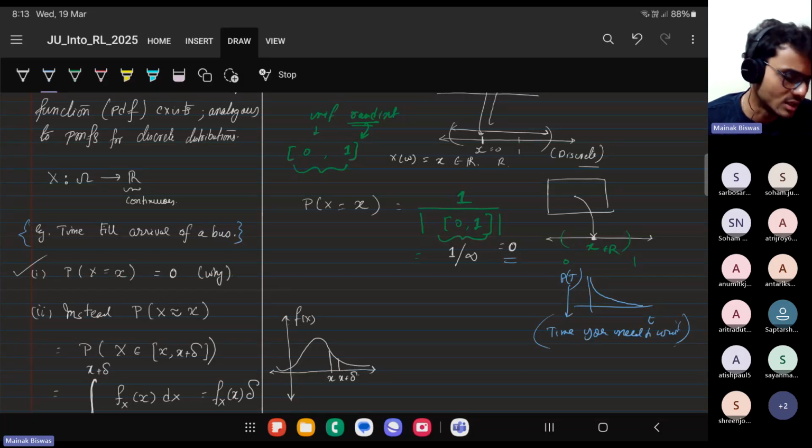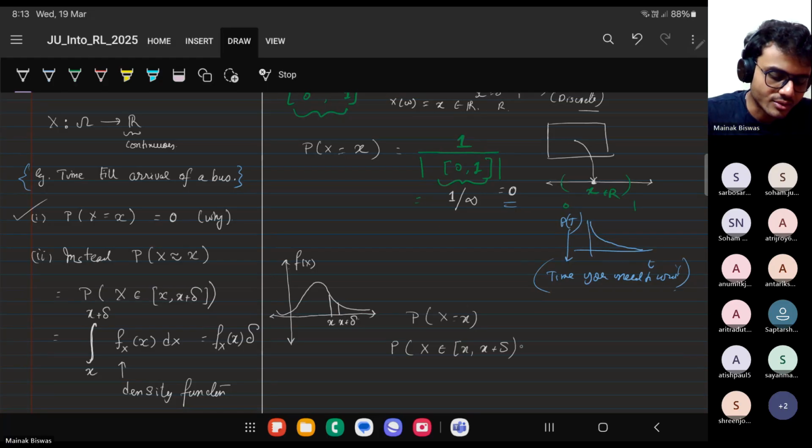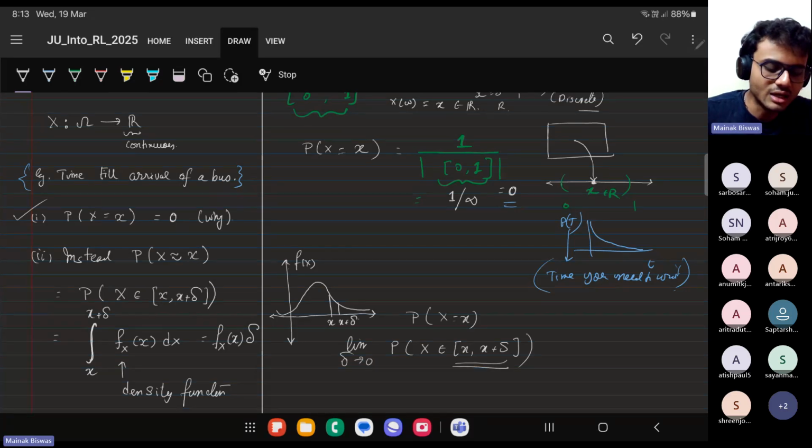I'm getting at calculus. So instead of trying to say what is the probability of x equal to x, we will try to answer this question: what is the probability that, if it is a continuous space, it is between x and some x plus delta, fine, in the limit delta tends to 0. This I can do, right? This would have a meaningful output.